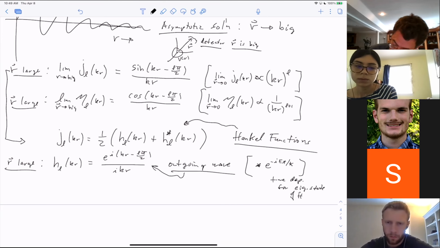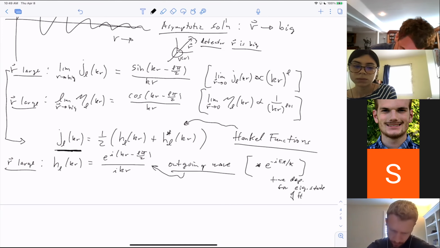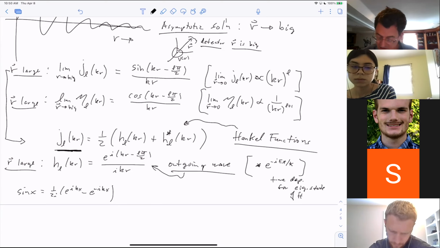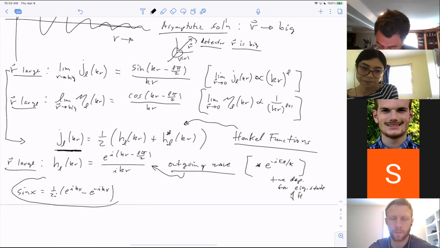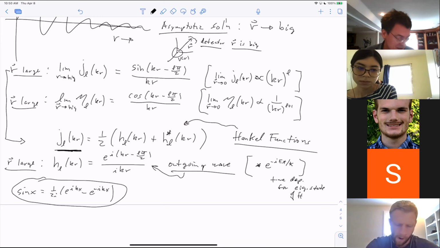Okay, and so now you can see immediately how it makes sense that the Bessel function is equal to the Hankel function plus the h star, because you guys remember that sine x is equal to 1 over 2i times e to the ikx minus e to the minus ikx. Now that's a formula that you all know. And so when I say that the Bessel function is equal to the Hankel function plus its complex conjugate, you should just be thinking, oh, that's exactly just like sine x equals e to the ikx minus e to the minus ikx. It's the same thing.